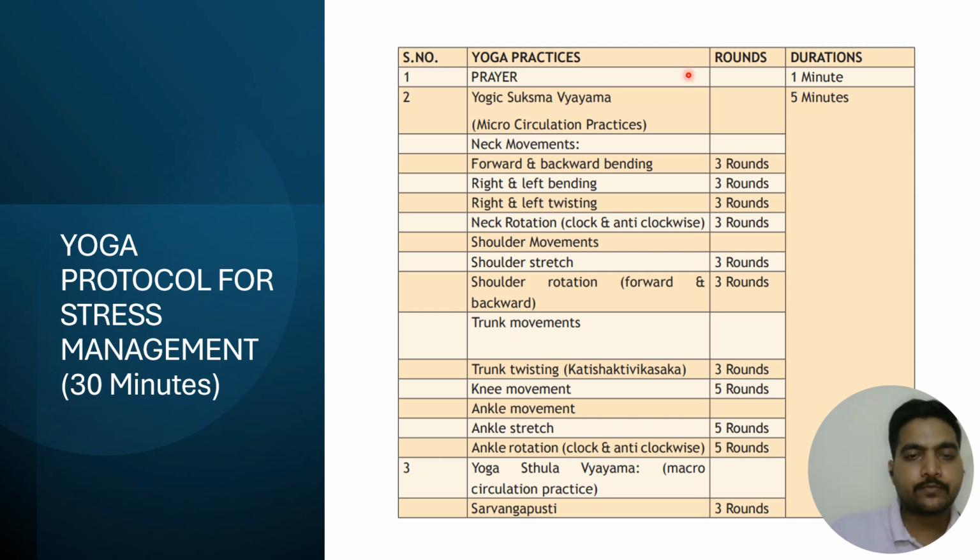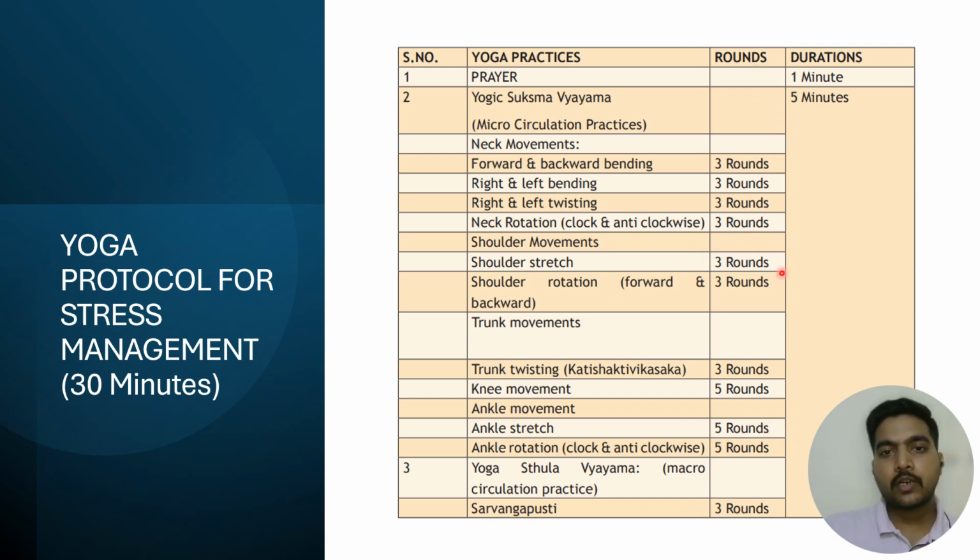The first thing: start your day with a prayer. The duration of the prayer is about 1 minute. Then the micro circulation practice, yogic sukshma vyayam. Sukshma vyayam is the minor one. You just warm up your body: move your neck forward, bend it right and left, and do shoulder movements. These minor movements are for the purpose of warming up.